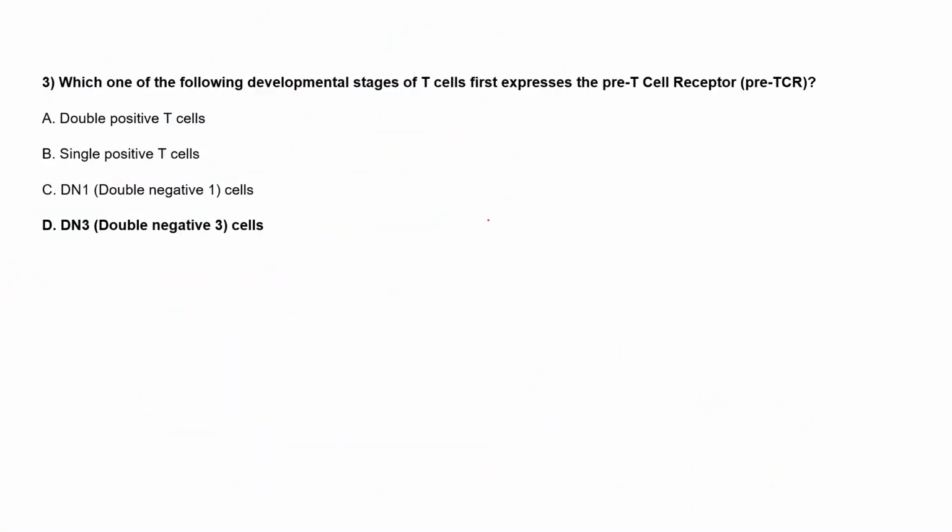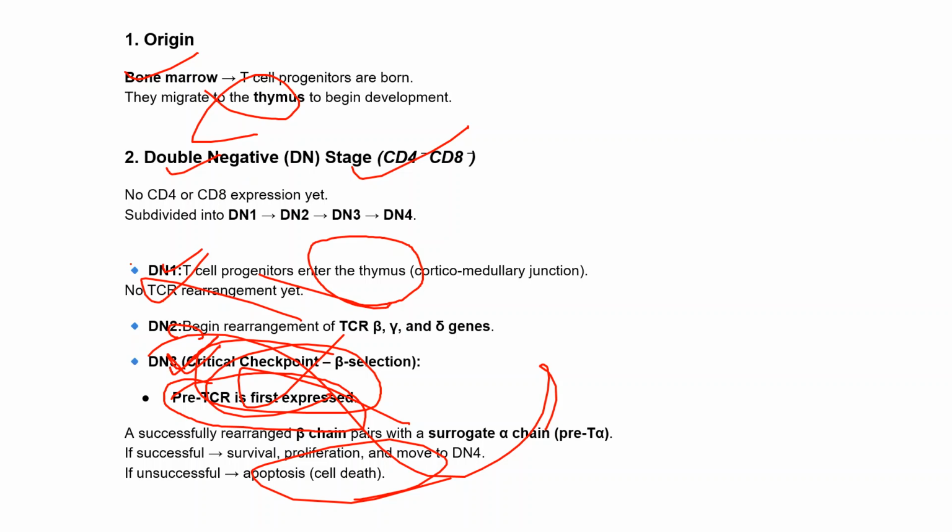So in the question they asked which of the following developmental stages first expresses the pre-TCR. That is double negative 3 cells, we can see that. So you were right that this is the critical checkpoint stage for beta selection, DN3, where the pre-TCR, meaning the T cell receptor, is expressed for the first time. So this is the stage where the pre-TCR will be expressed.